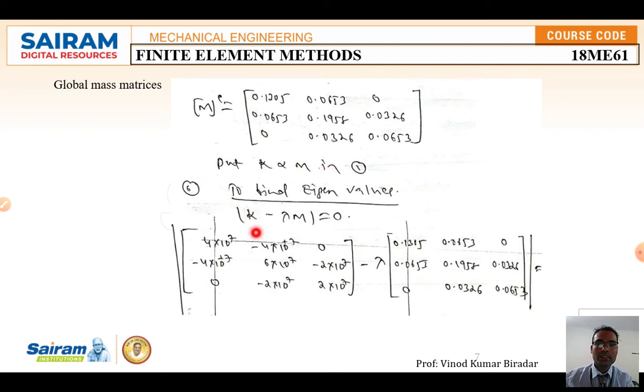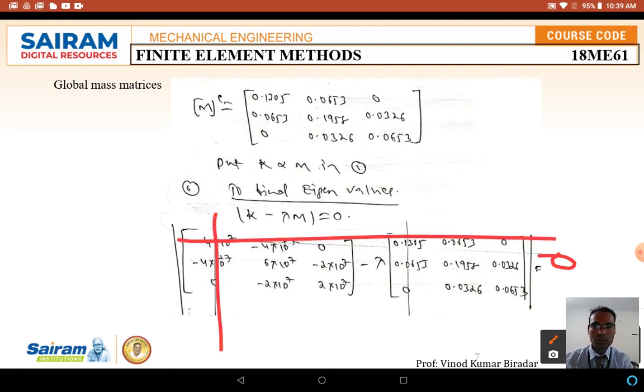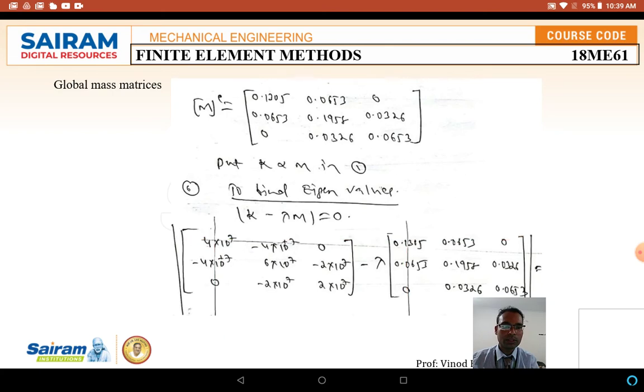That is, K minus lambda M is equal to 0. So substitute the K value here, and the mass matrix you have to multiply by minus lambda and substitute here. Since node 1 is fixed, as you can see in the question, the displacement there is equal to 0, so you have to delete this. Since in the question node number 1 is fixed, delete the first row and first column, here also the first row and first column. Then note down what is left over.